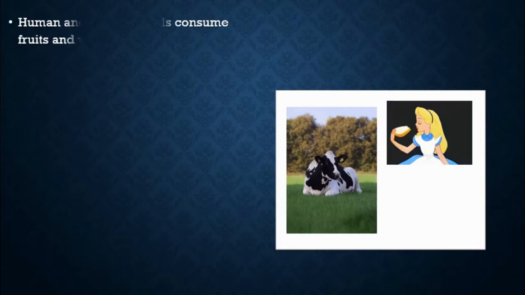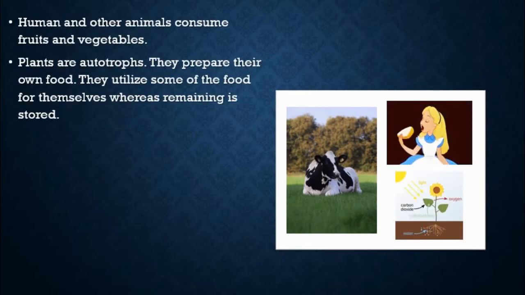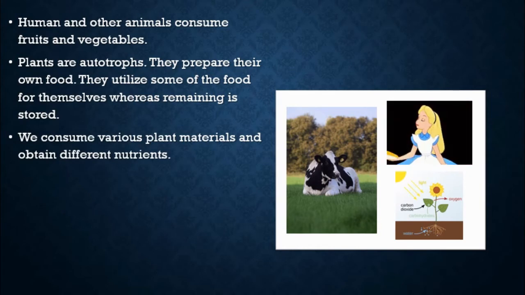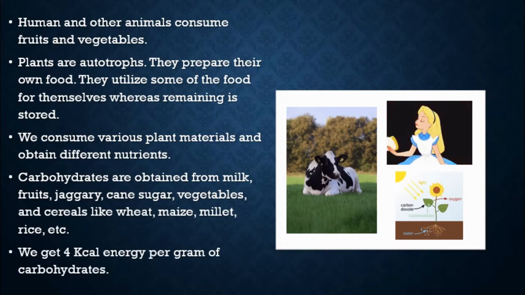Humans and other animals consume fruits and vegetables. Plants are autotrophs, they prepare their own food. They utilize some of the food for themselves, whereas the remaining is stored. It is stored in roots, stems, fruit, etc. We consume these various plant materials and obtain different nutrients. Carbohydrates are obtained from milk, fruits, jaggery, cane sugar, vegetables and cereals like wheat, maize, millet, etc. We get 4 kilocalories of energy per gram of carbohydrates.